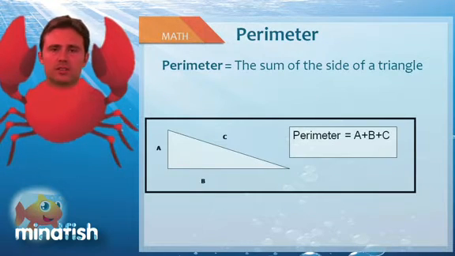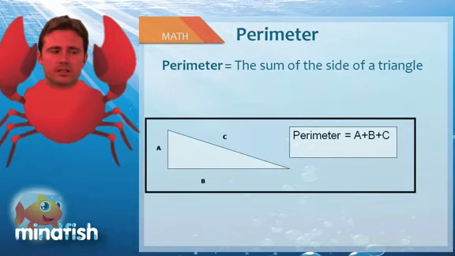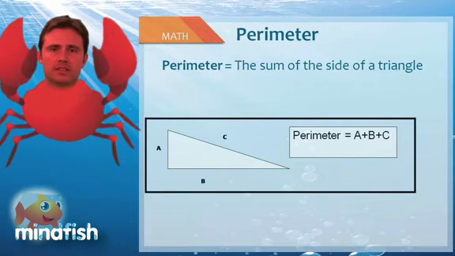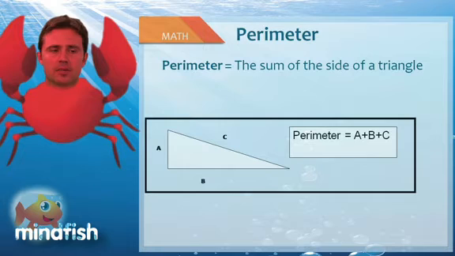The perimeter of a triangle is just the sum of the three sides. So if you have A, B, and C as the three sides of your triangle, the perimeter is A plus B plus C.